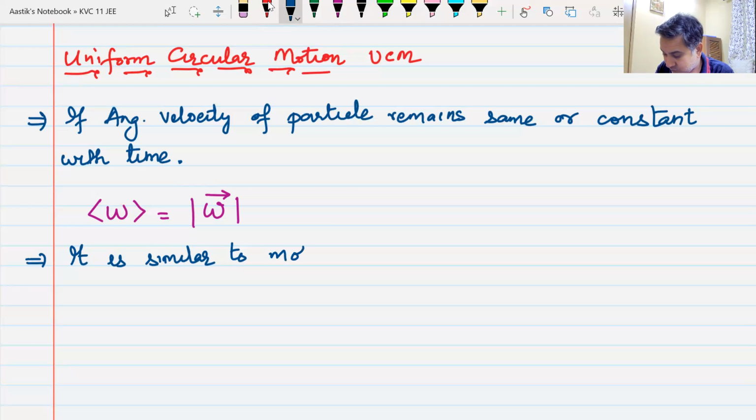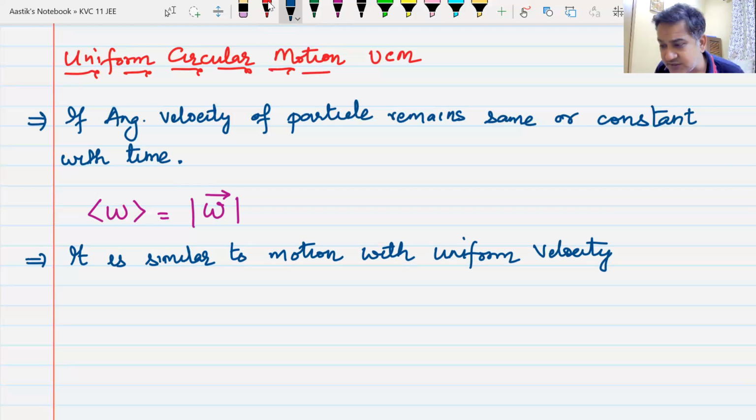motion with uniform velocity. If you remember the motion with uniform velocity, we used to call it uniform motion. The velocity was constant there. Here, angular velocity is constant. There, the velocity was constant, the particle was moving in a straight line with the same speed.